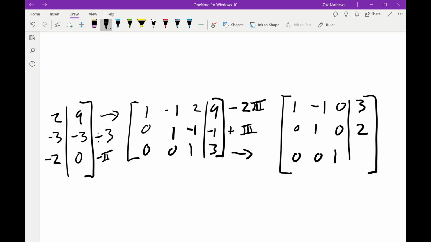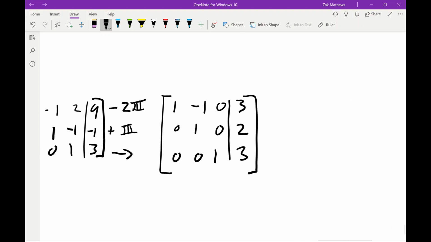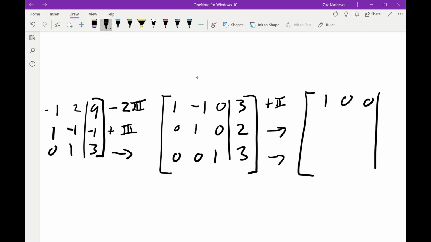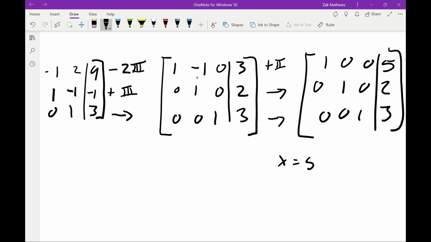Notice it has the zeros and the 1 already perfect. So now the bottom two lines are done. We only need to worry about that top line. And I can fix this position by adding the second row. The arrow is just indicating that I'm done. I'm not changing anything. So 1 plus 0 is 1, negative 1 plus 0 is 0, 0 plus 0 is 0, 3 plus 2 is 5, and then we had the 0, 1, 0, 2, and 0, 0, 1, 3. And so we have an x value of 5, a y value of 2, and a z value of 3. Or we could say the point (5, 2, 3) solves the system of equations.